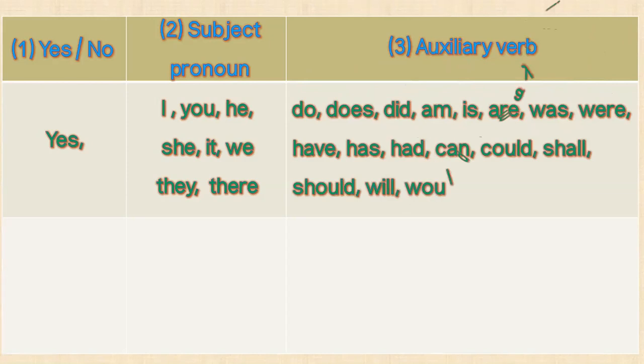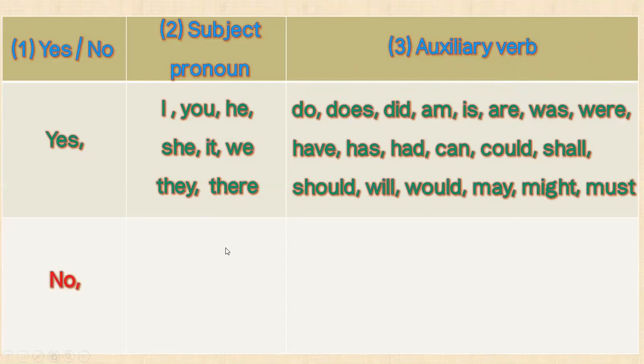Okay. As you can see, guys, if you want to make a correct short answer, start with yes, plus choose one of these pronouns, just one, plus choose one of these auxiliary verbs. You will get 3 words. They are the correct short answer. What about no? Okay, let's check.